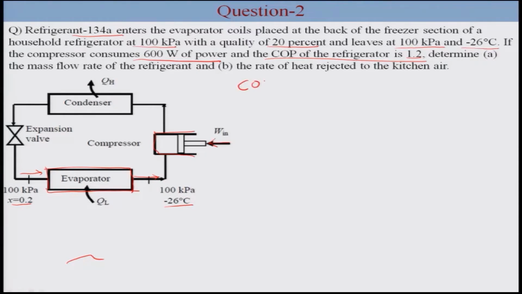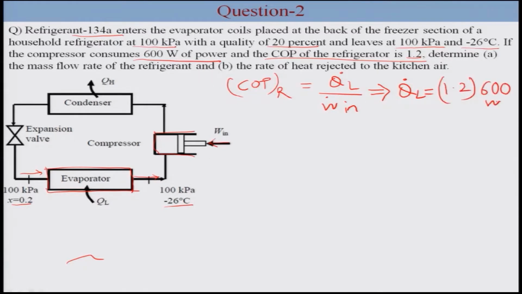COP of the refrigerator is the amount of heat which is removed from the refrigerator divided by the work which is given as input to remove that heat. So from here Q_L is equal to COP, that is 1.2, multiplied by work input which is 600 watt. So Q_L dot is equal to 0.72 kilowatt.